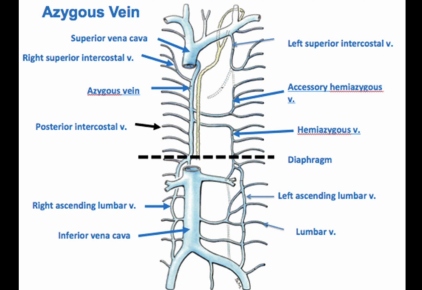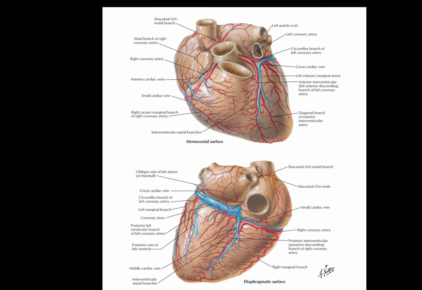This is the azygous venous system, and the azygous vein drains into the superior vena cava, and the blood ultimately goes to the superior vena cava and then to the right atrium of the heart. Now we come to the venous drainage of the heart.